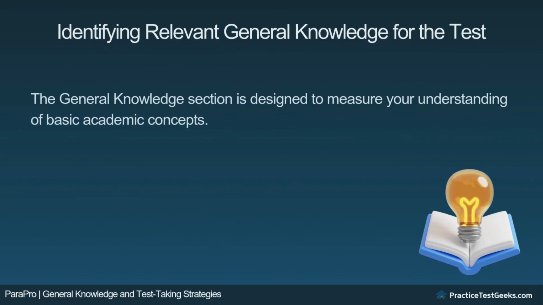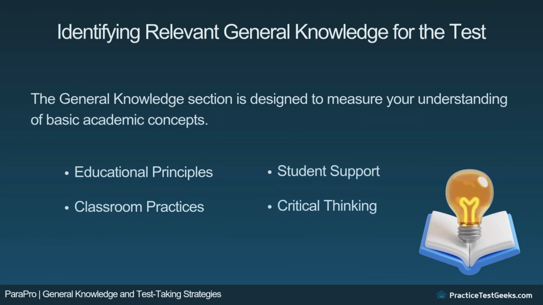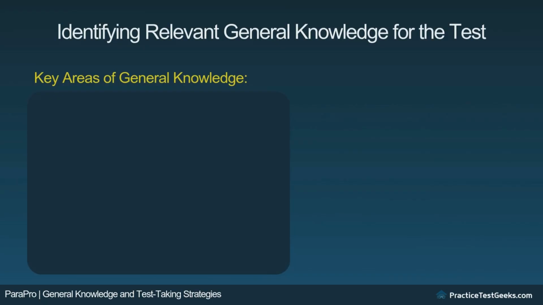The General Knowledge section of the ParaPro assessment test is designed to measure your understanding of basic academic concepts. The questions in this section assess your general knowledge in areas such as education principles, classroom practices, student support, and critical thinking. It is essential to review the following key areas to be well prepared. Key areas of general knowledge.